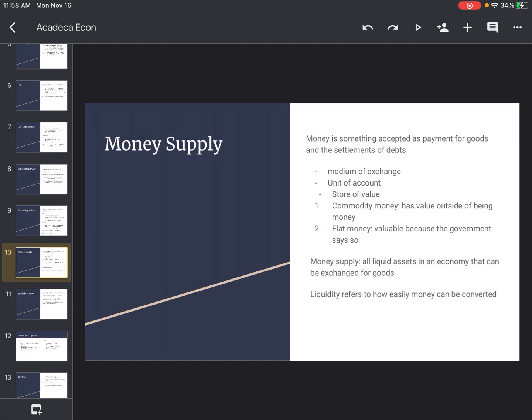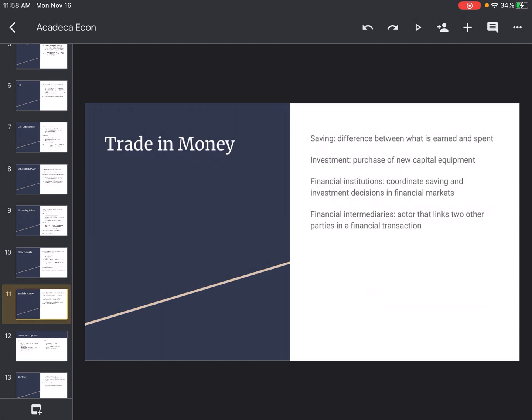So let's continue. The trade in money. So there's the saving, which is the difference between what is earned and spent, and that typically can be seen as S in some equations, but we'll get to that. Investment is the purchase of new capital equipment, like a factory or something.